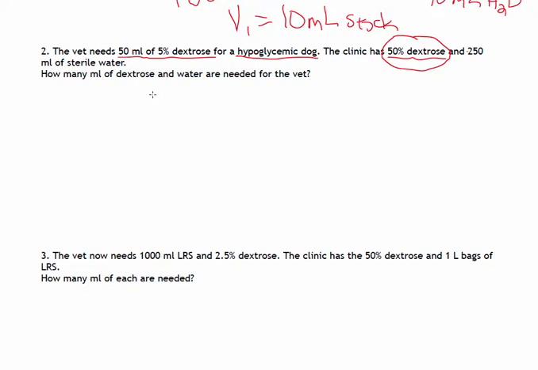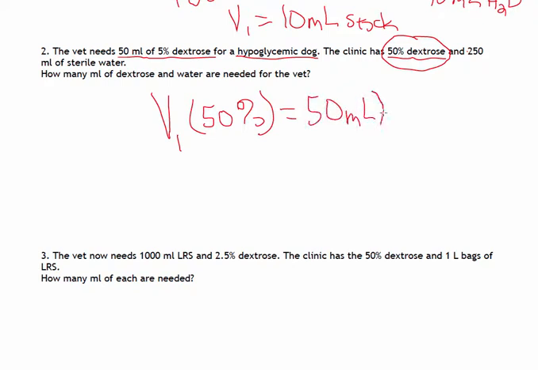Okay, so if we fill in our equation in the same way, we're always starting off with the stock solution on the left. You don't know how much of it you need, you don't know your volume, but you know that the concentration is 50%. On the right side, you need a volume of 50 milliliters, and your solution to apply will be 5%.